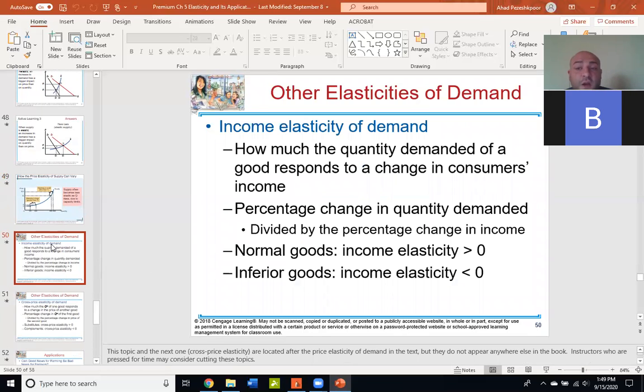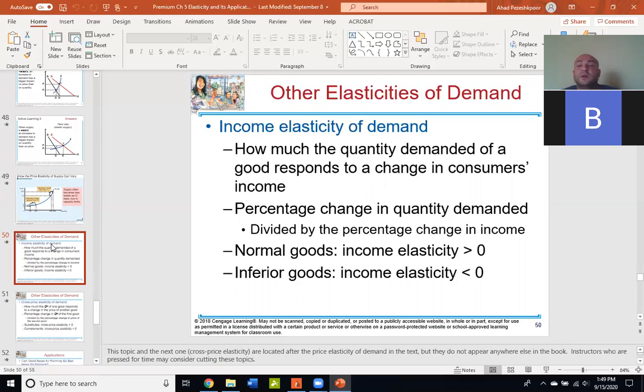There are other types of elasticities as well. It's not only price elasticity. One of the most important forms of elasticity for consumers is income elasticity of demand. When I want to buy something, not only am I sensitive to the price of that thing, I'm also sensitive to my income, to how much money I have in my pocket.